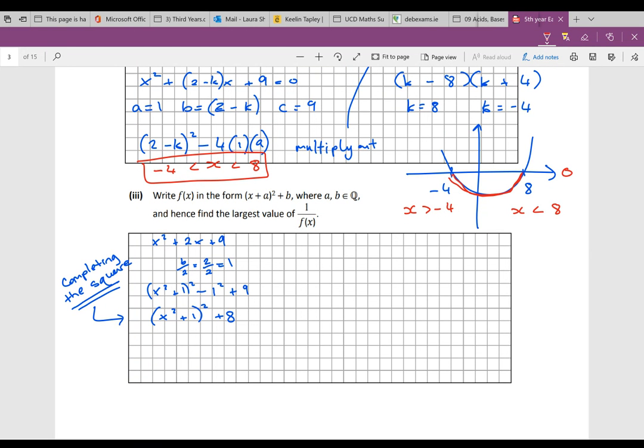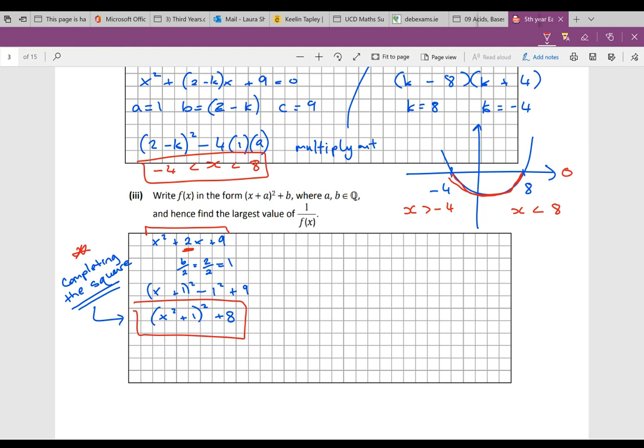Third part of this question: write f(x) in the form (x + a) squared + b. So we were talking about completing the square. If you can't do that, it's something that you desperately need to revise. So I'm taking my f(x), the middle term, I divide by 2, which gives me 1. That shouldn't be squared there. Sorry, let me just rub that out. So in completing the square, we should all be able to get to this point.